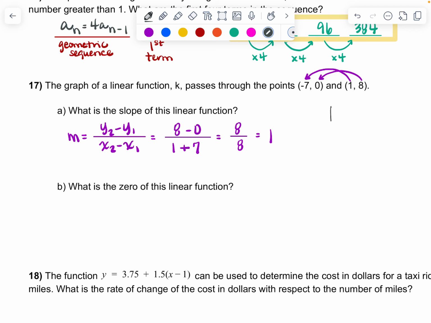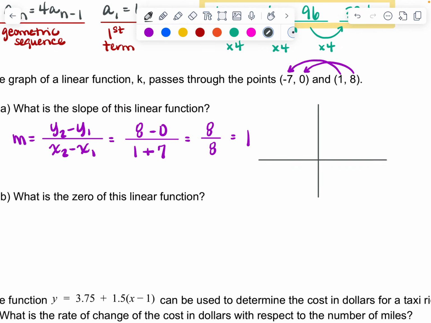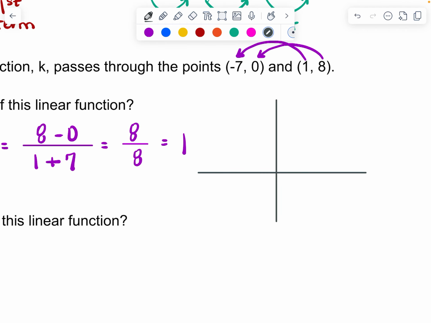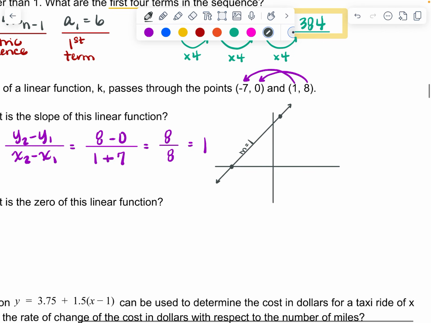Okay. Now, I'm going to sketch this just really quick. You don't have to do that. It doesn't really ask you to, but I just want to make sure everyone's understanding what's happening here. So the 2 points they gave us were negative 7, 0. Let's say negative 7's there. And then 1, 8, which is like here, right? So this is our line. And we just found out that it has a slope of positive 1, which makes sense because it's clearly an increasing line and I should clearly have a positive slope.